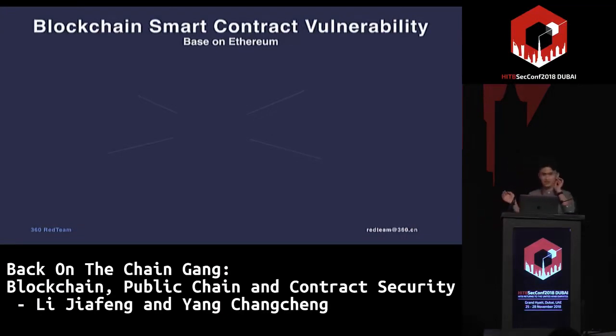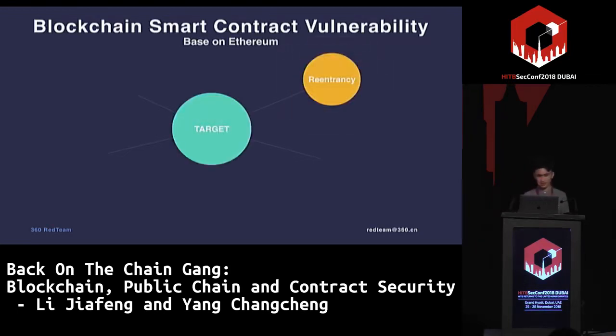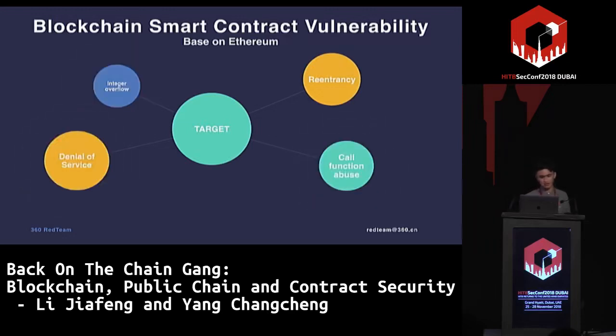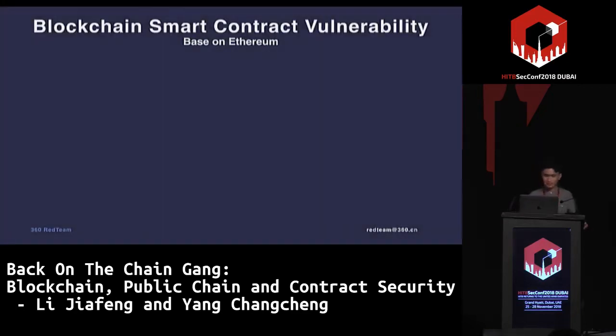Because of the time, we can only share one of the many vulnerabilities. The next part is about blockchain smart contract vulnerabilities: reentrancy, the fallback function, integer overflow, or DoS. We just want to share our research.